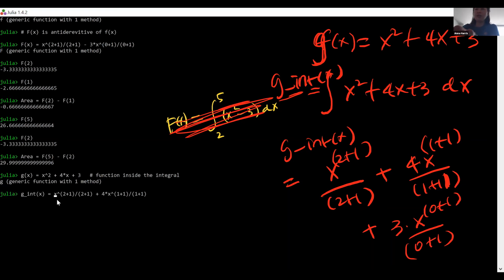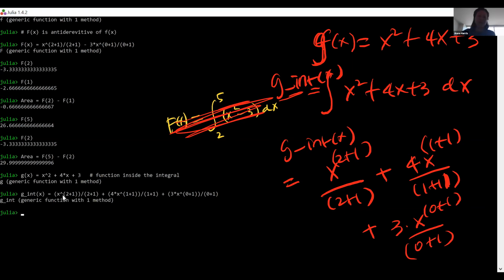But if you just want to make sure that it's exactly right, I usually like to put parentheses around to make sure this is all numerator. Okay, this is all my numerator, and that's denominator. This is all my numerator, and this is my denominator. Plus one more, 3 times x to the 0 plus 1. That's my numerator divided by my denominator, 0 plus 1. So this is what I have.